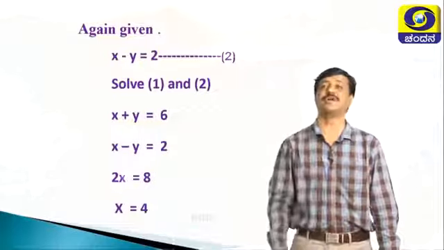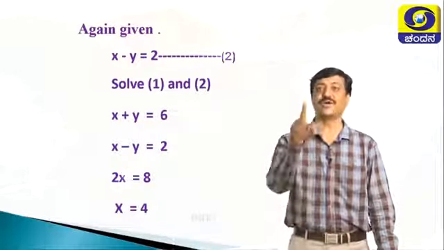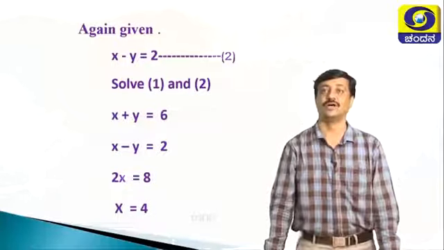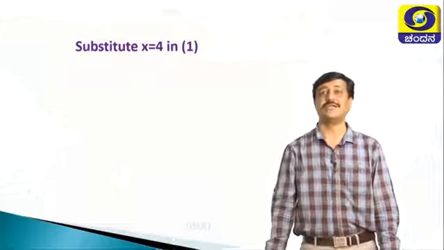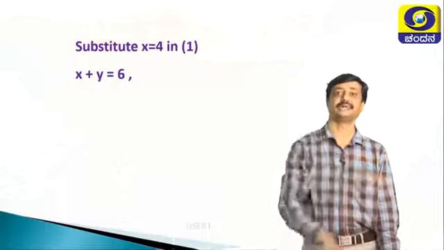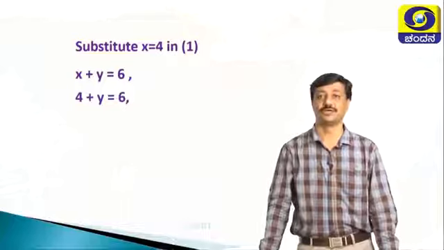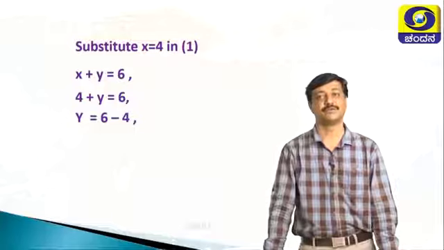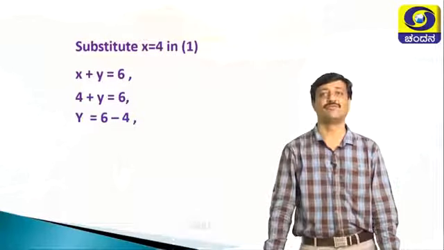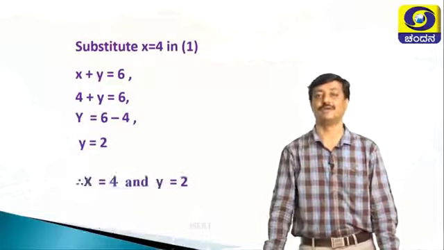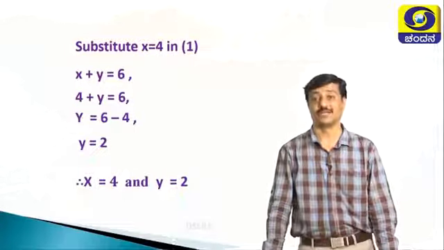After getting the x value as 4, substitute x value 4 in any one of the equations, either in 1 or in 2. Now I am going to substitute x value 4 in equation 1. Equation 1 says x plus y is equal to 6. In place of x, you have to substitute 4. So transpose 4 to that side, you will get 6 minus 4. So finally you will get y value as 2. X value 4 and y value 2 is the required solution.